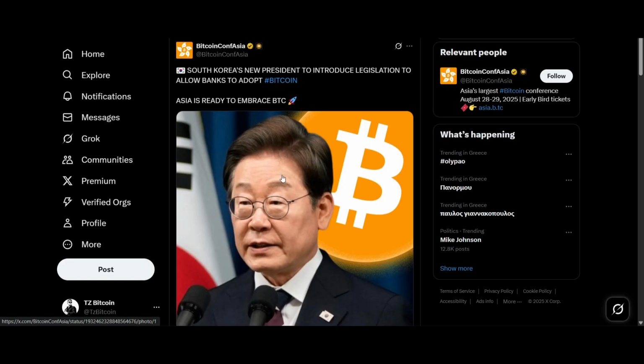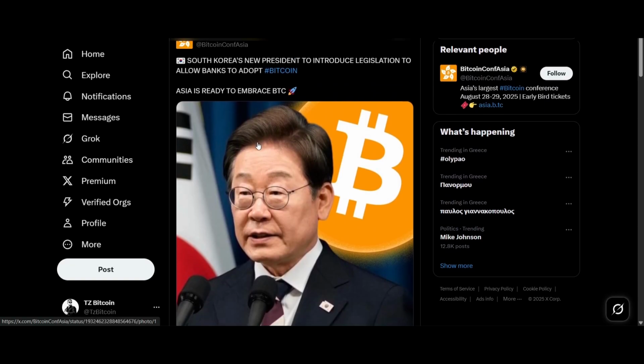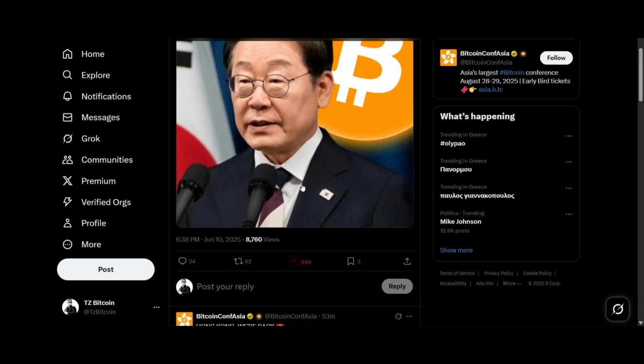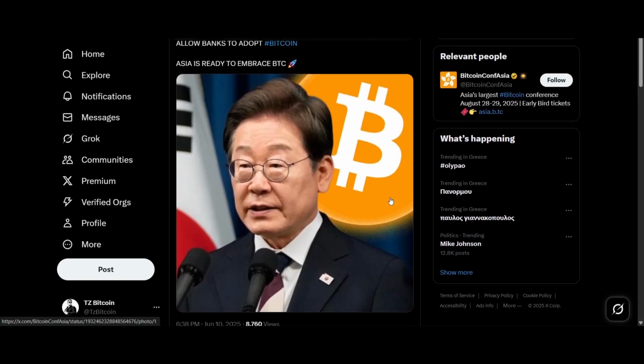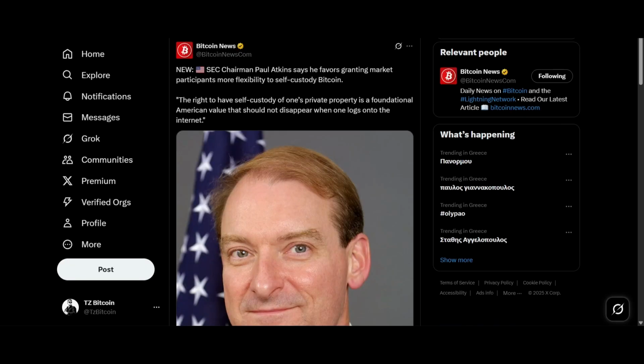We recently had elections in South Korea, and we have a new president who is pro Bitcoin, and he is going to introduce legislation to allow banks to adopt Bitcoin. That's huge. Absolutely crazy, because we had all Asian countries so far against Bitcoin. We see some great news over there, if these are real. It's going to be absolutely crazy, and I'm excited.